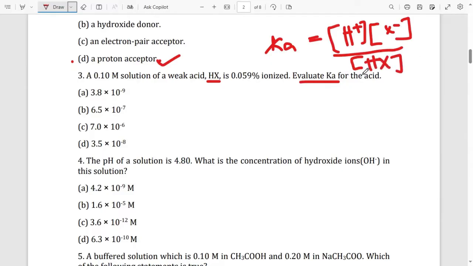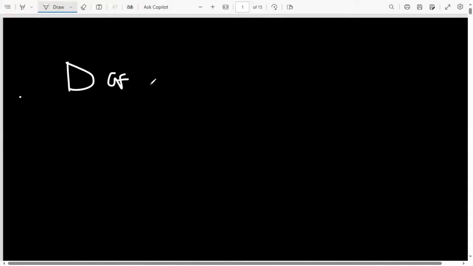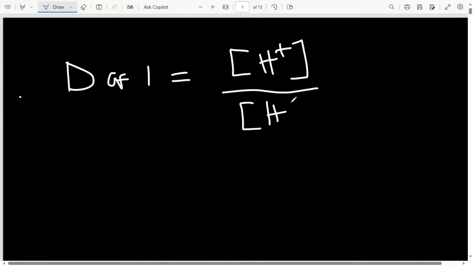So for us to apply this formula to find this Ka, we need to find the concentration of H, and that concentration of H, we're going to equate it to the concentration of this, okay? So since here they're saying it's 0.059% ionizable, we know that the degree of ionization, we can calculate it by this formula. Let me write it here, okay? So degree of ionization, we can calculate it by this formula. We say the concentration of the ions that have dissociated, the hydrogen ions, divided by the concentration of the whole acid like this.